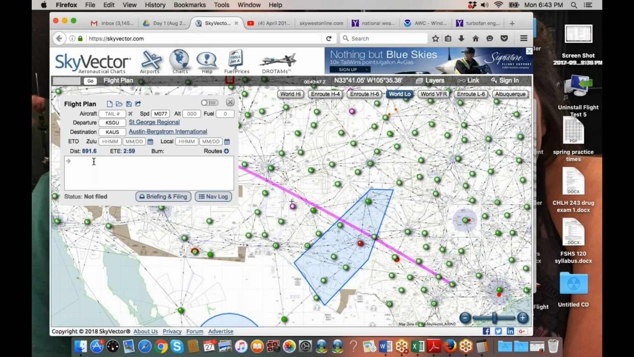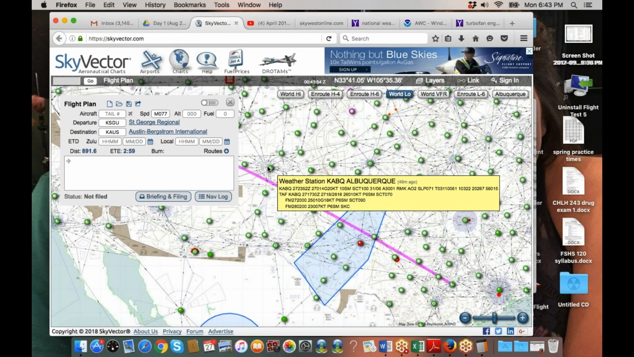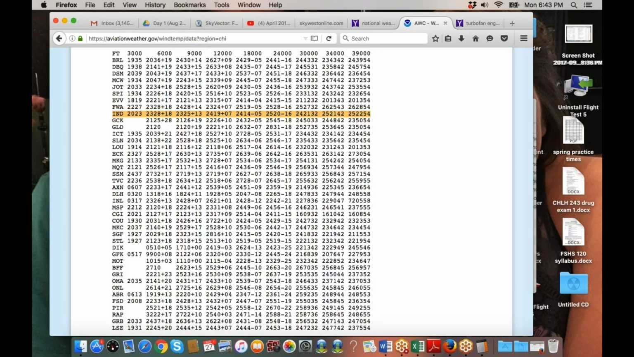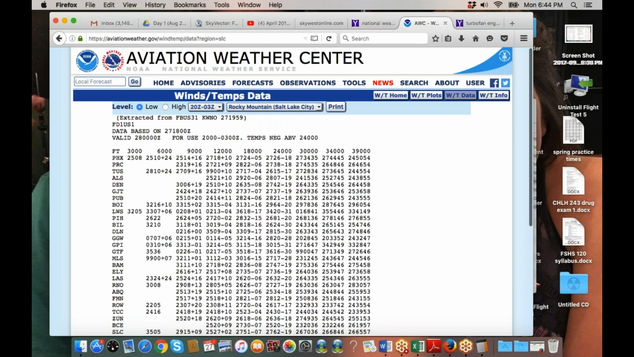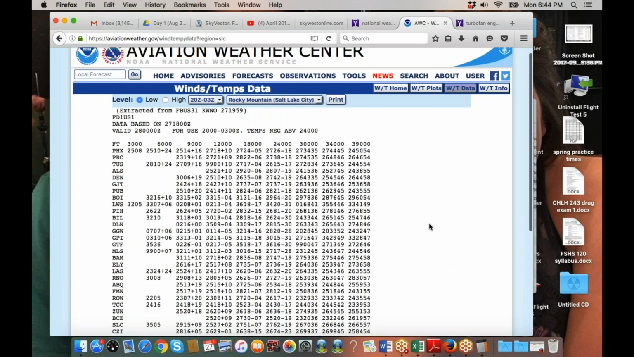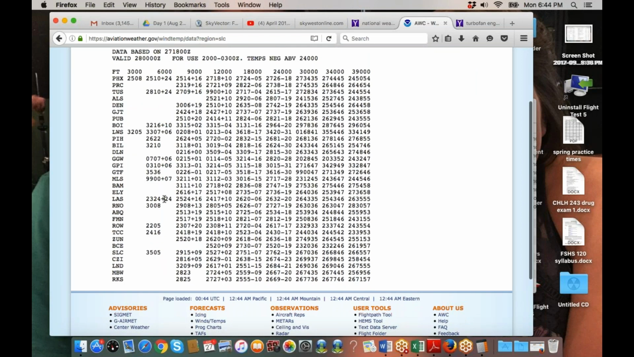Okay, so we're going 890 miles. Let's see, what's Albuquerque? Let's see what our wind over Albuquerque is. Because we're going to be going northwest to southeast, so we're going to be trucking along at maybe 100 degrees or so, give or take. Albuquerque, we're going to go up to 3.5.